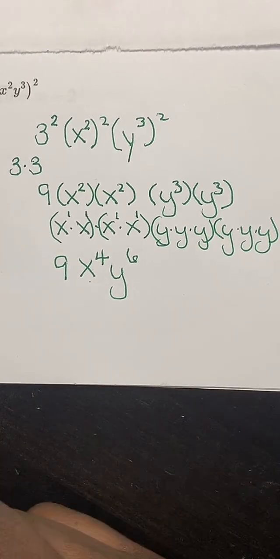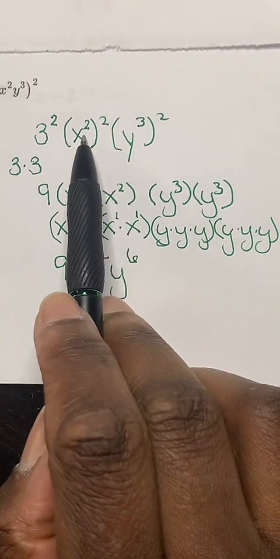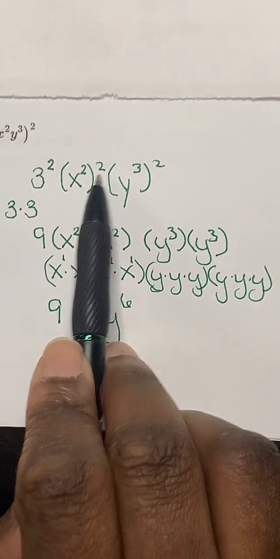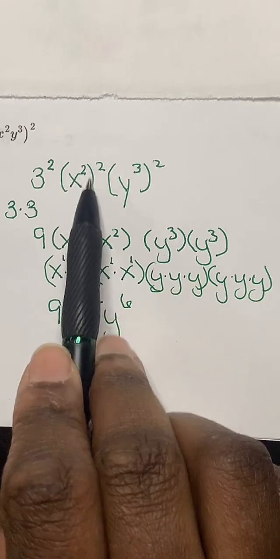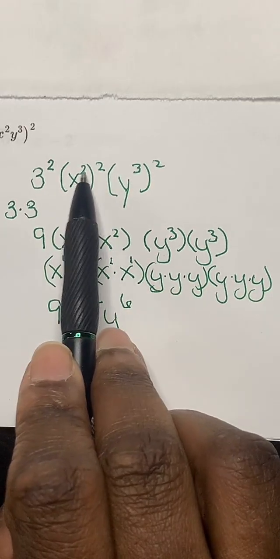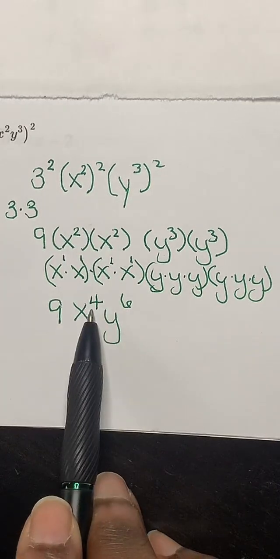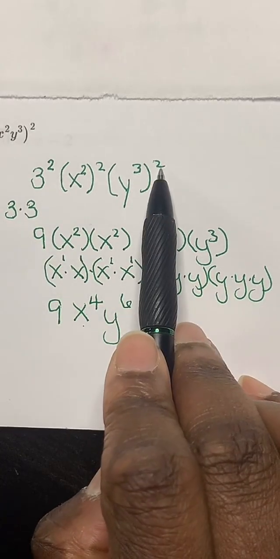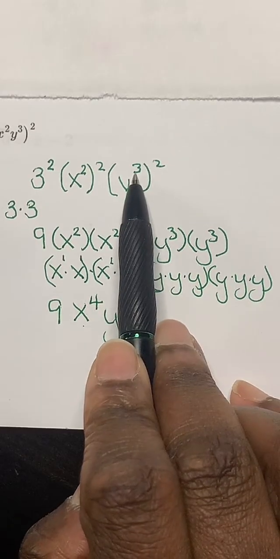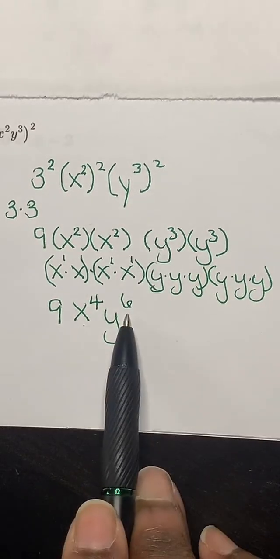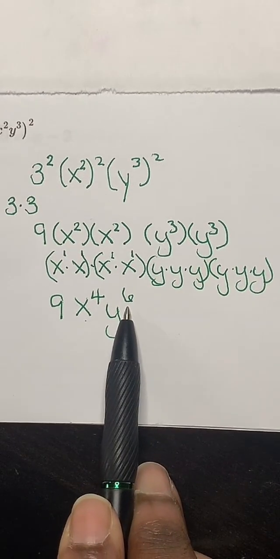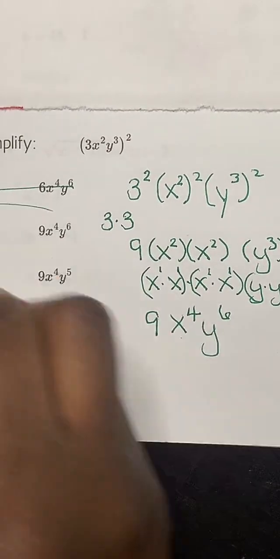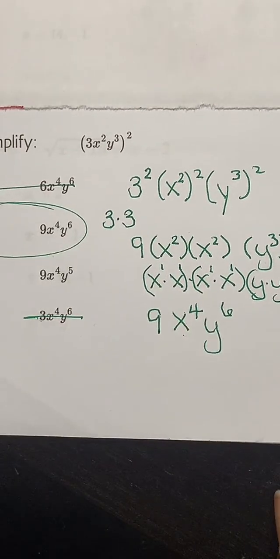But there is a shortcut. When you have an exponent being raised to an exponent and they're being separated by a parenthesis, you multiply them. 2 times 2 gives me x to the 4th. When I have my cube being raised to the second power, it's really 3 times 2, which gives me y to the 6th. Okay? So my answer is going to be B.